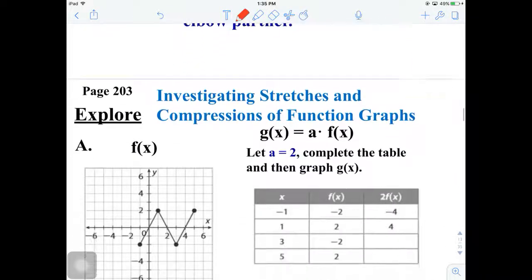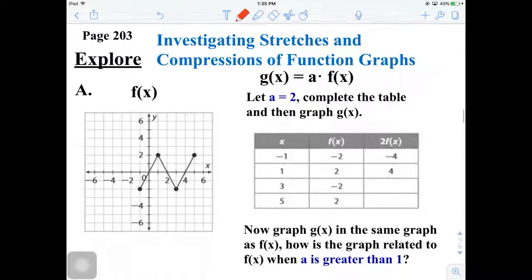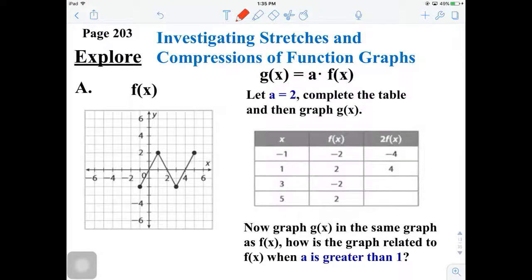And let's take a look at the first example here. So what causes a graph to be stretched or compressed? In the general equation, we have g of x equals f of x, but if we multiply f of x by a number in front of it, we call it a in this case. So if we let a equals 2, what is it going to do to the graph of f of x?